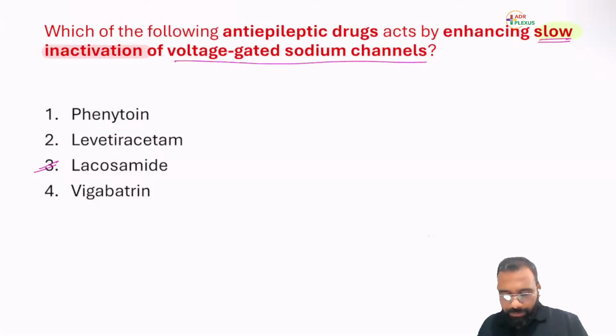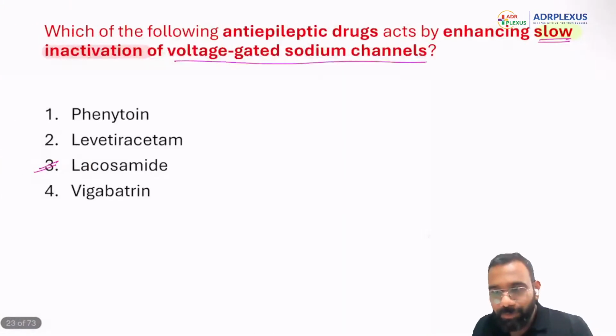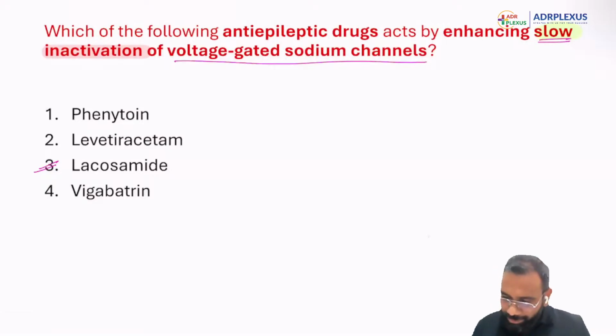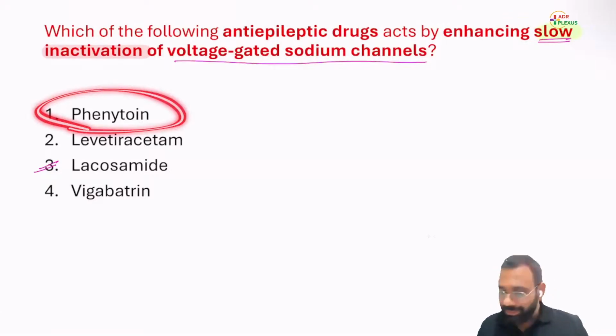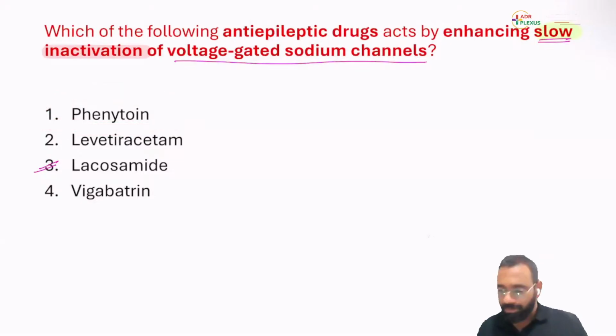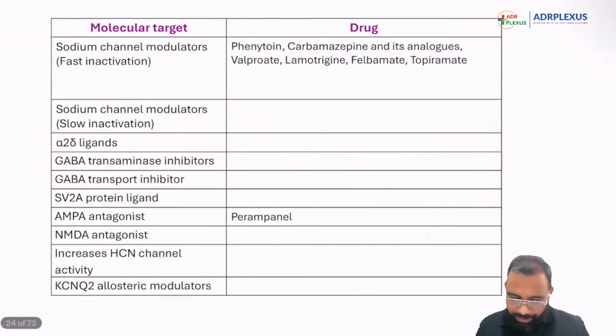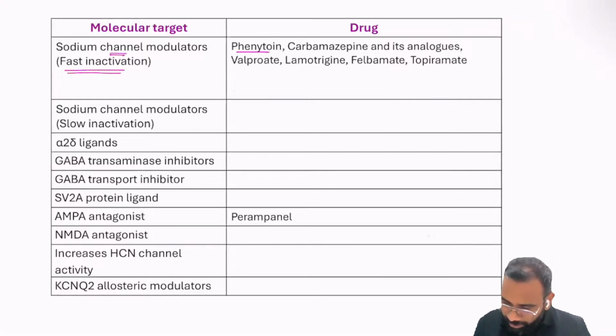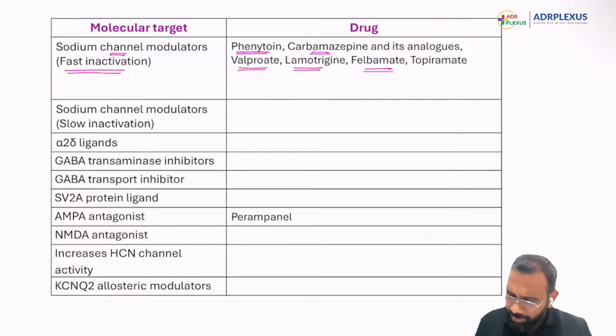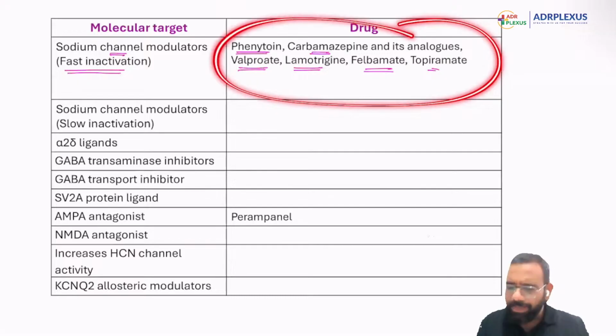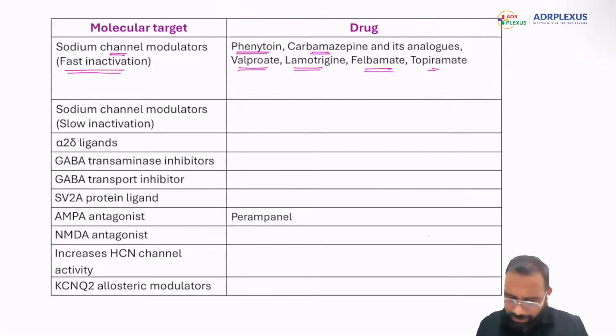And now here comes a very important one: anti-epileptic drugs mechanism of action. It's not number one, that's what I told you, and that's the reason why I kept it as the first option. Phenytoin is a fast inactivation. These are all the sodium channel modulators with fast inactivation: phenytoin, carbamazepine and its analogs, valproate, lamotrigine, felbamate, topiramate. There are many drugs. Obviously, he's not going to ask that many drugs.